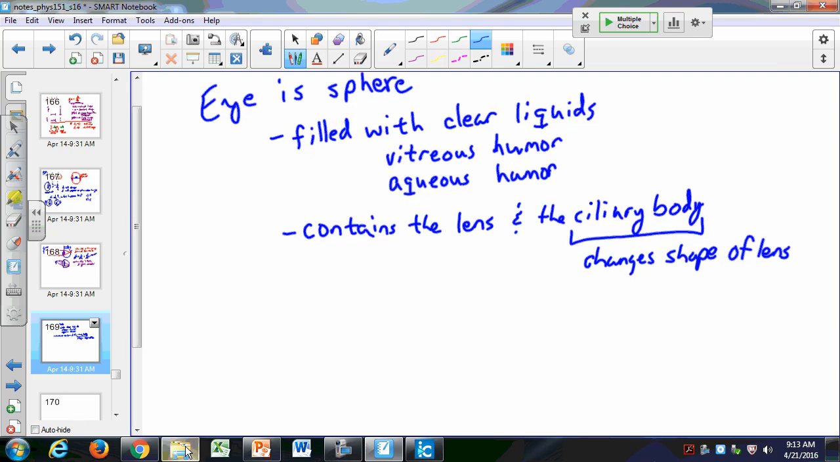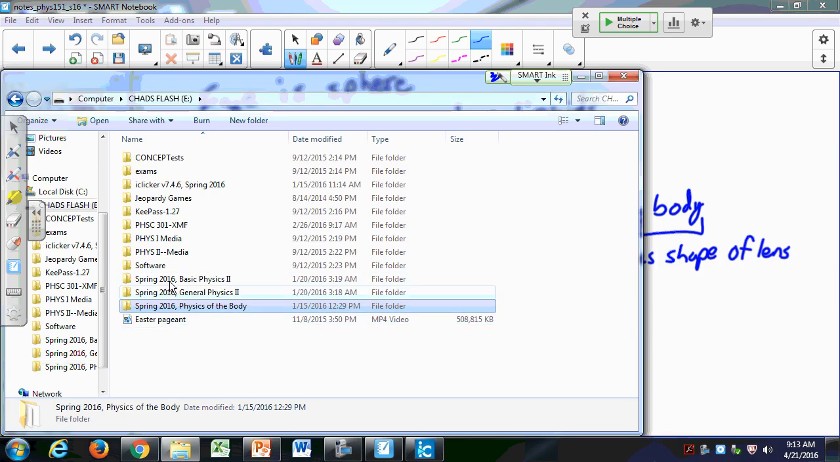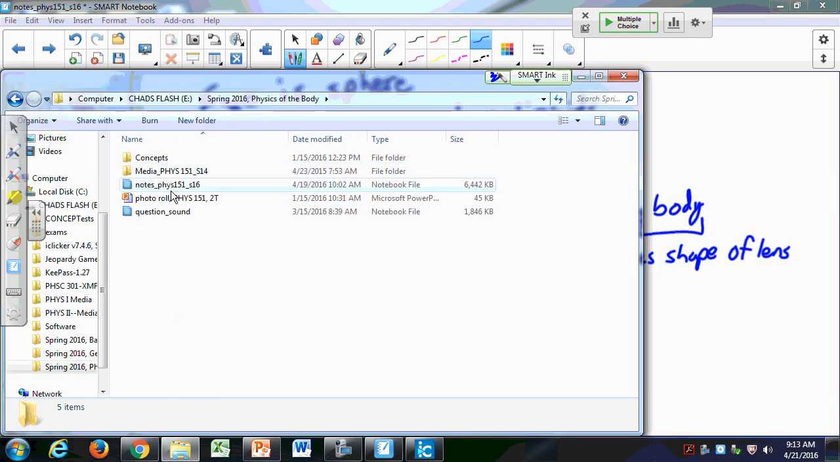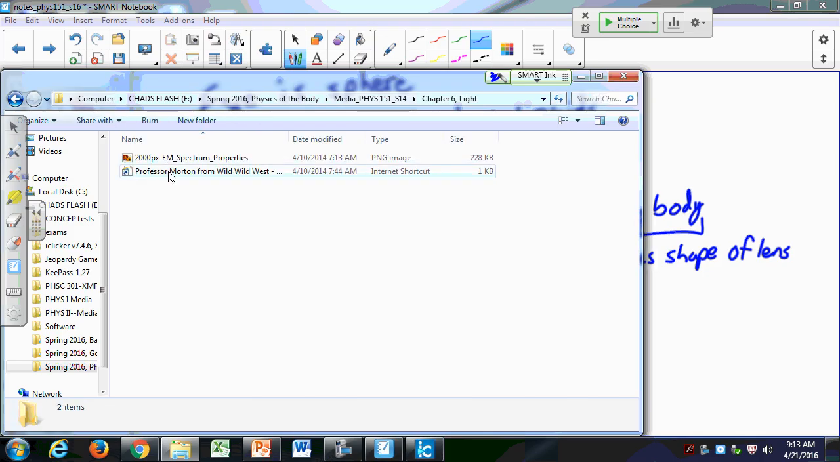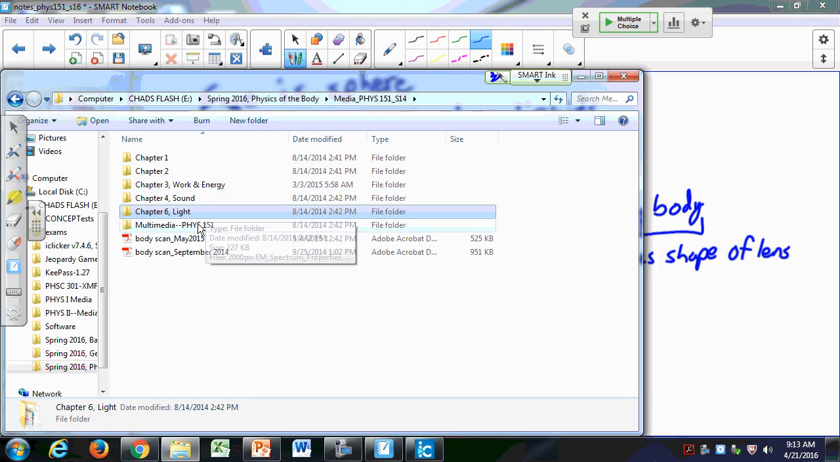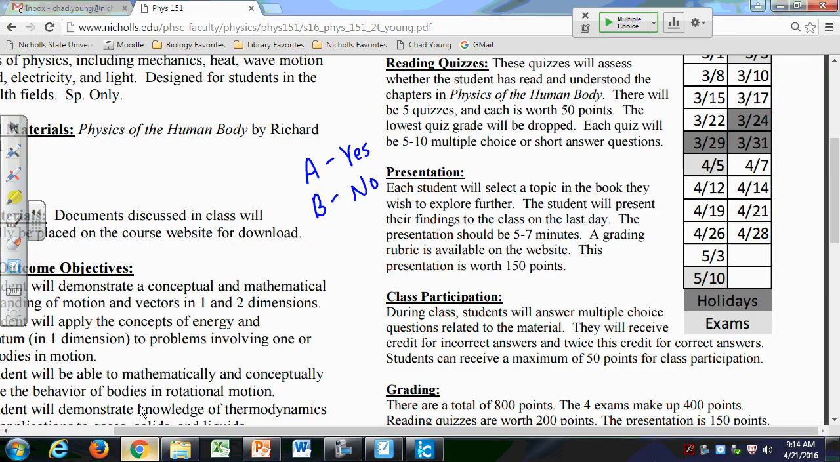I have a figure here. Let me pull it up. There's a figure in your book, too. And you had a figure, actually, on your well, I say that. Let me pull one up online.